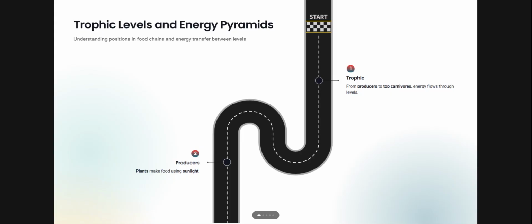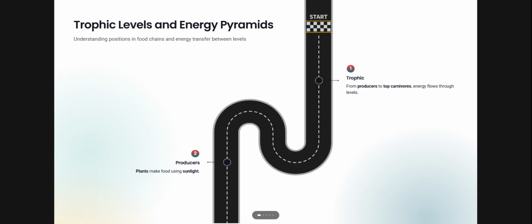This slide is going to kind of break down the positions organisms occupy in food chains and show how energy is transferred and lost at each step. So at the base of the trophic pyramid are the producers, primarily plants, which harness sunlight and create food through photosynthesis. So think of that as like the starting line. These producers form the foundation of the ecosystem's energy supply.